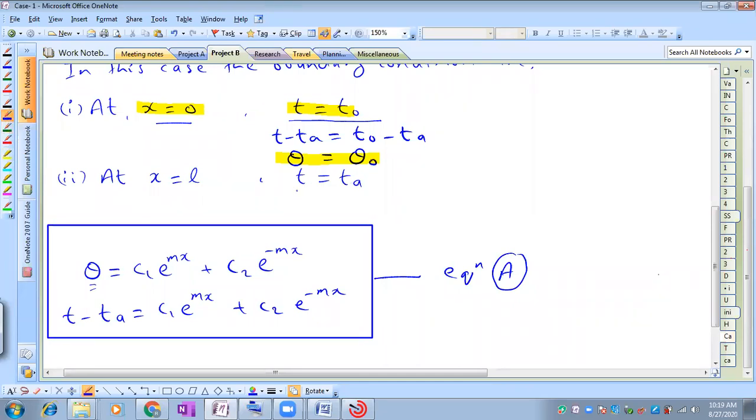So if I put T minus Ta is equal to Ta minus Ta, I'm subtracting Ta from both sides. So what is T minus Ta? It is theta, and it is equal to Ta minus Ta, which is 0. So what I can say in this, at x is equal to L, T is equal to Ta, and at the same time theta is equal to 0.